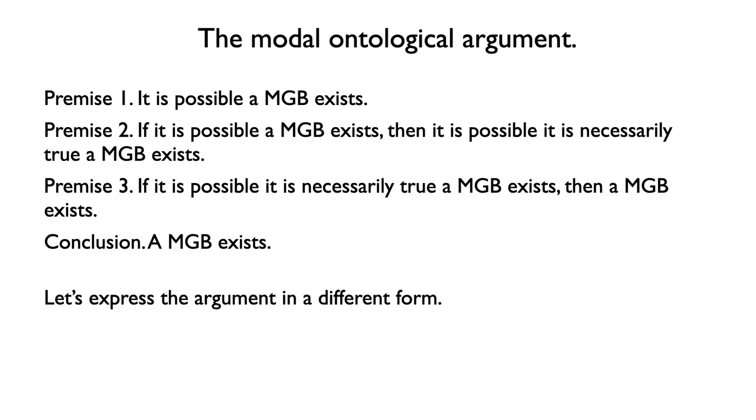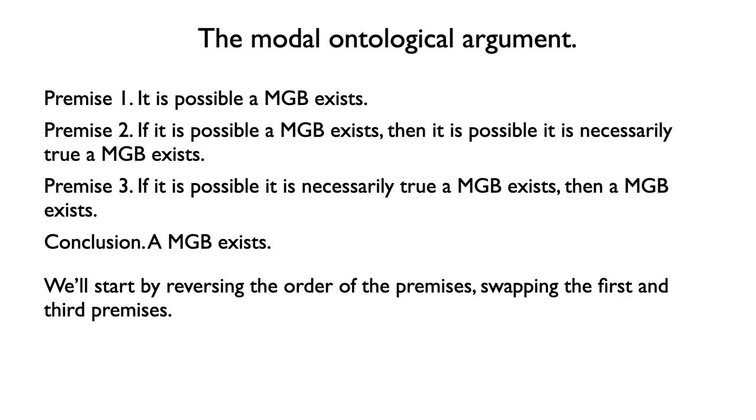So let's proceed by expressing this argument in a different form. Let's start by reversing the order of the premises, swapping the first and third premises. So the first premise, it is possible a maximally great being exists, will become the third premise, and the third premise will become the first premise.